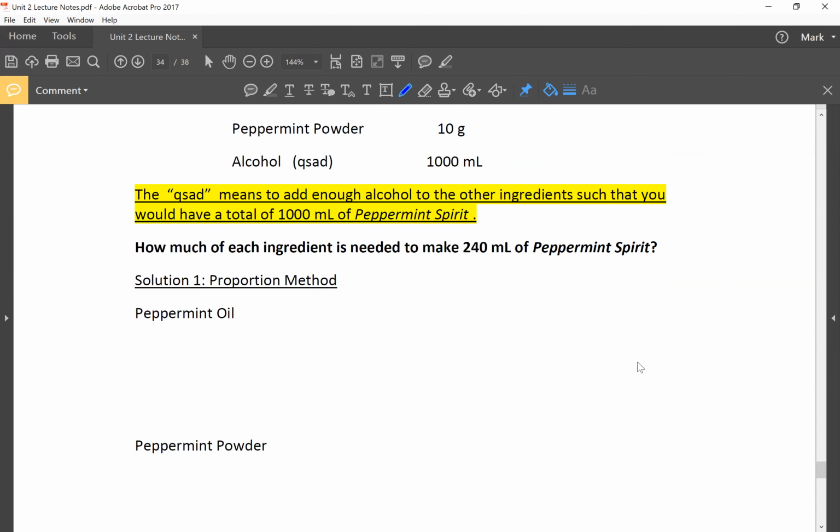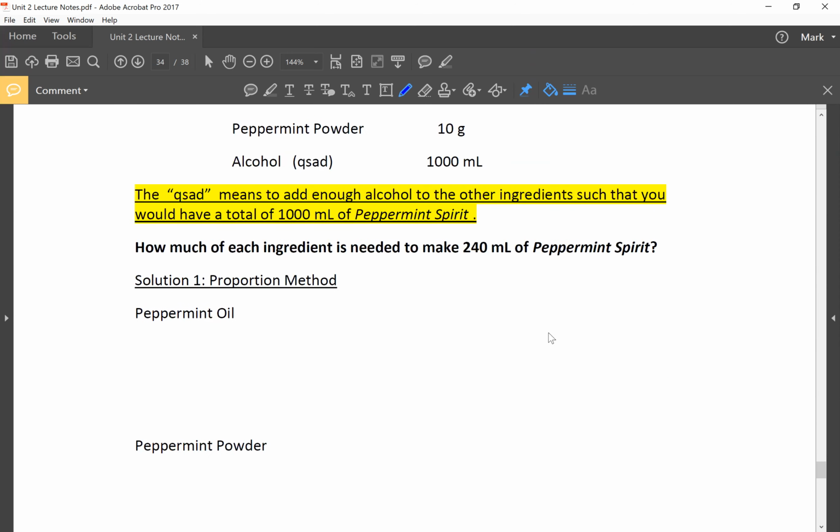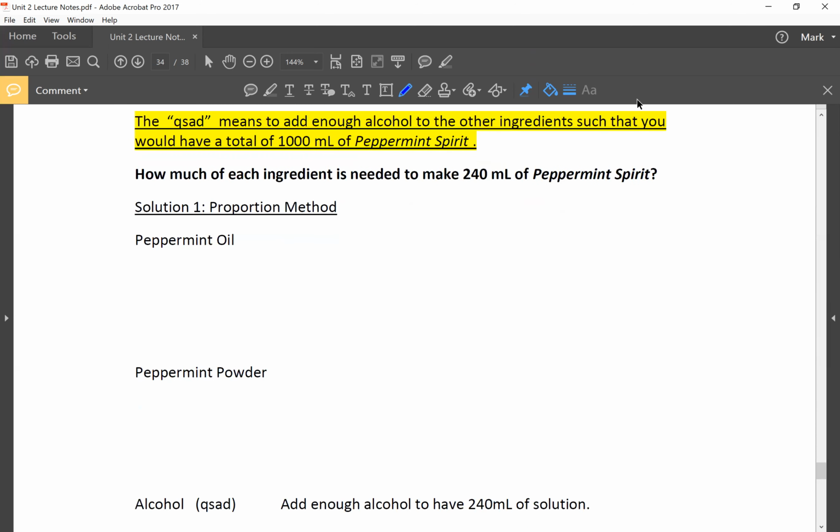So how much of each ingredient is needed to make 240 milliliters? So I want to convert this recipe. I don't need 1,000 milliliters of this chemical, right? 1,000 milliliters, that's a liter. What if I only want to make 240? I just need about a cup of this to help a patient for a couple days. So how do I convert this recipe to make it smaller?